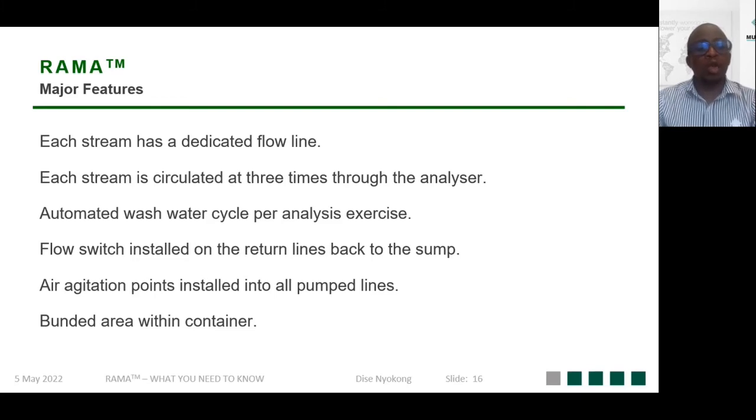There's also an automated wash water cycle per analysis to prevent cross-contamination. There are also air agitation points installed on all pipelines. This is also to prevent any blockages. There's also an abundant rod within the container itself, so that if there's any spillages, it acts as a force flow.